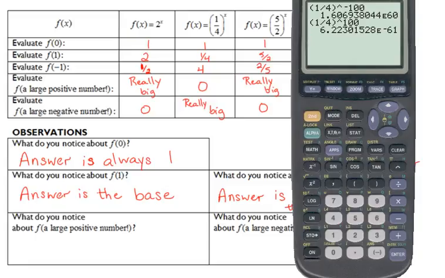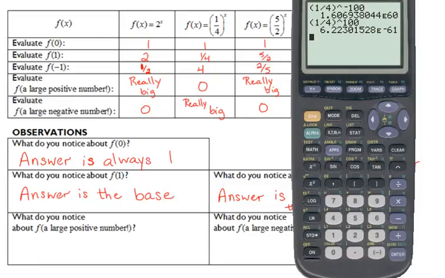When you have a negative exponent with scientific notation, what is that telling you to do? Which way do you move the decimal? To the left. That means we are putting 60 zeros in front of 622. That is a really, really tiny number. And we just consider it 0. Okay, we consider that 0.